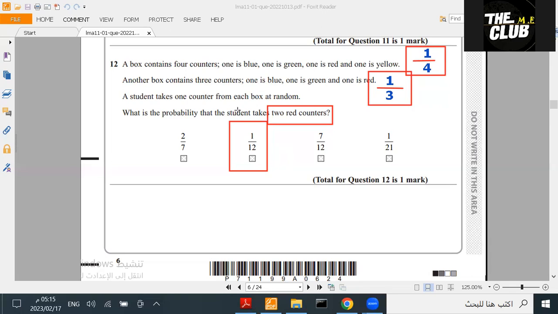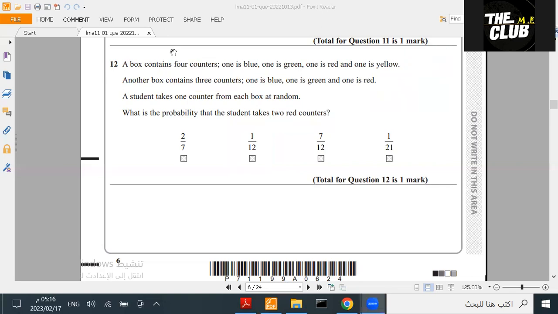Let's move on to the next one. With probability you have to focus that you have 4 counters here and 3 counters here. So here it is 1 over 4 and this one is 1 over 3. You take them and multiply them by each other, from each box at random. Two counters, you multiply them by each other and then you get the answer. That's it. Now let's move on to the next question.